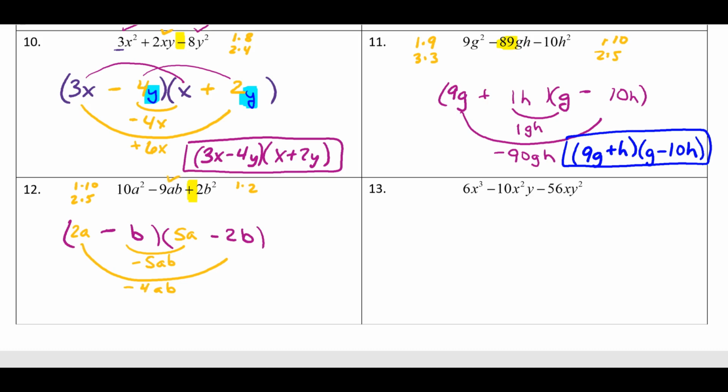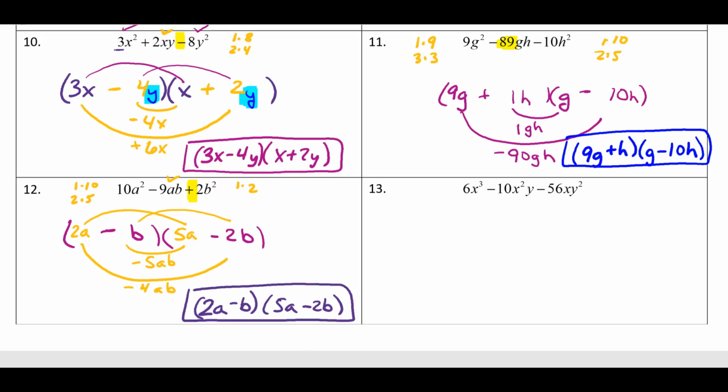So I've now got my middle term. Let's double check the outsides. So 10a squared, and that's positive 2b squared. So your answer should have been 2a minus b times 5a minus 2b. Okay, so if you got this one correct, give yourself a smiley face. If you got it wrong, give yourself a frowny face.